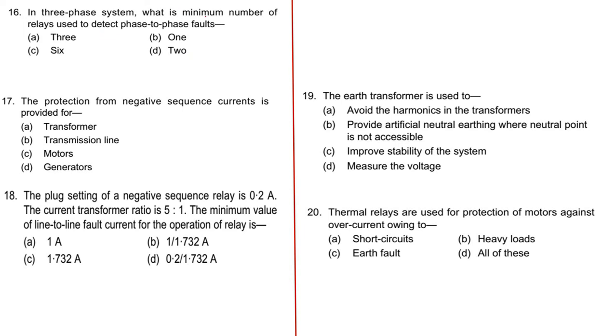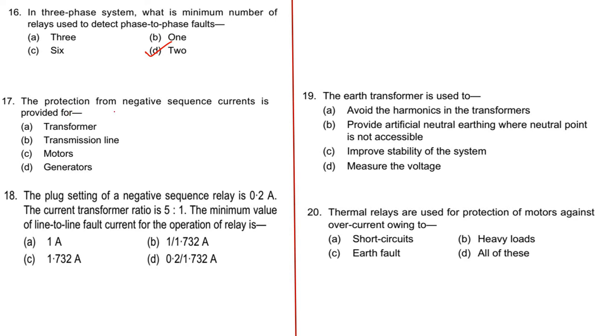Next, question number 16. In a three-phase system, what is the minimum number of relays used to detect a phase-to-phase fault? A, 3; B, 1; C, 6; and D, 2. The answer is D. In phase-to-phase fault detection, a minimum of 2 relays are required. Option D is the correct answer.